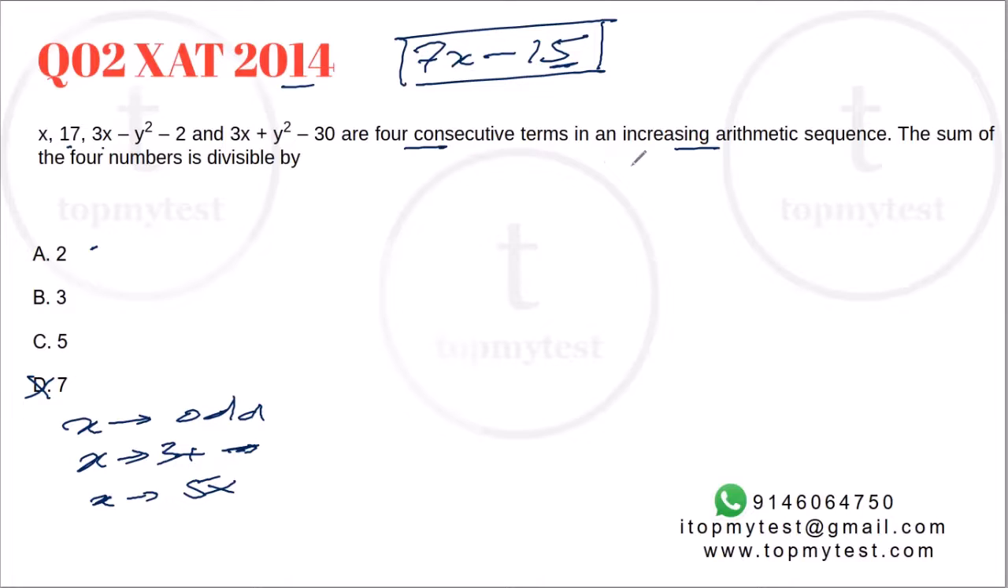Now, how do we check what the value of x is? We know these are consecutive terms in an arithmetic progression, which means the difference between the two terms will be constant. The difference between the first two terms will be 17 minus x. This should be equal to the difference here, 3x minus y square minus 19, which is the same as the difference between the last and the second last term. 3x minus 3x is 0. Y square minus minus y square is 2y square.